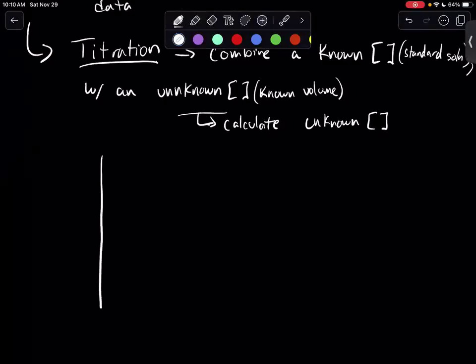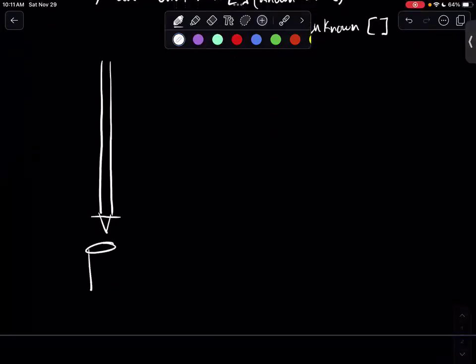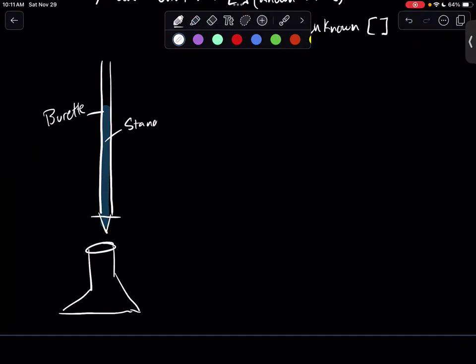Generally, a titration looks a little like this. You've got your burette, and you are generally using a conical or Erlenmeyer flask. So this is our burette. We have our known solution. This is our standard solution. It is a known concentration, and the burette has measurements so that we can know exactly how much we are putting in, and that funnels into our unknown solution.